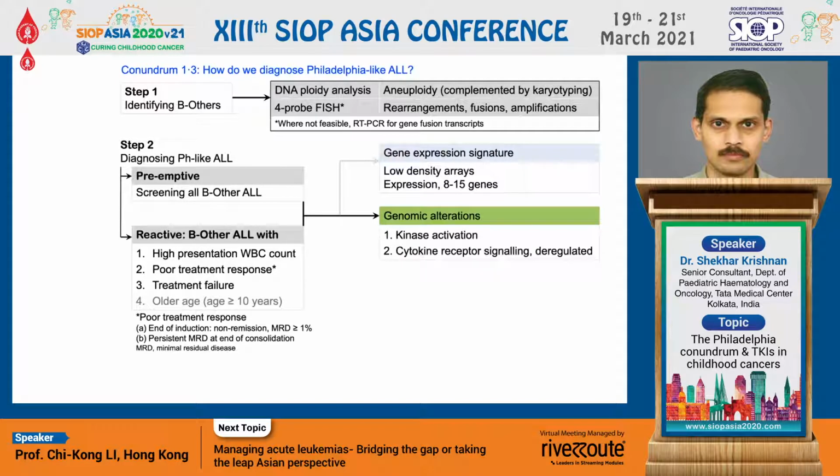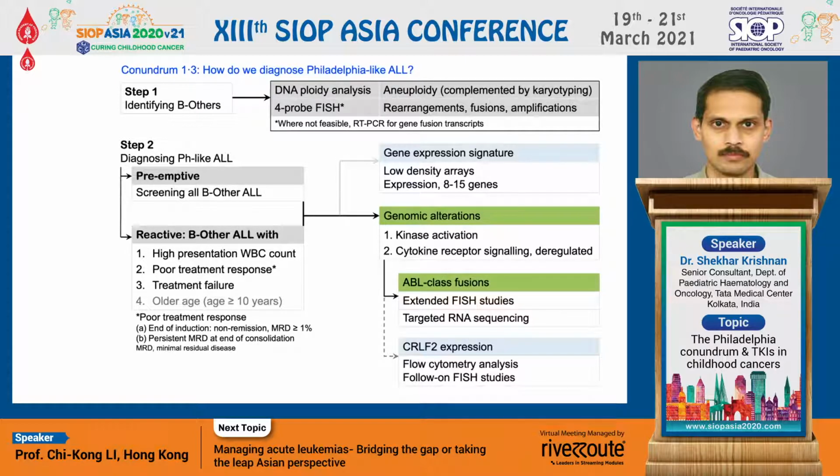But when we then ask, what is the next diagnostic approach once we want to hunt for Ph-like ALL, we are left with a conundrum here, because gene expression signature is what was used in the original description and is now used in the clinical trials, but these are very difficult. They are costly, they are labile, and they are not reproducible. For that reason, I think stable genomic alterations, even though they may miss a subtype, are probably easier and more tractable. So we have genomic alterations which define kinase activation either by fusions or result in deregulation of the cytokine receptor signaling. Basically, there are two categories here: the ABL class fusions, which can be detected by extended FISH studies or targeted RNA sequencing.